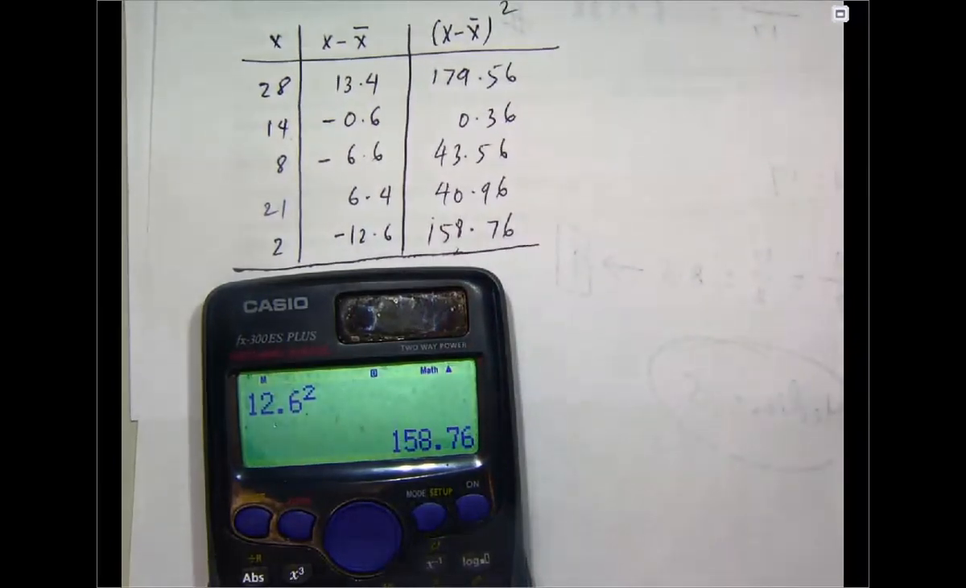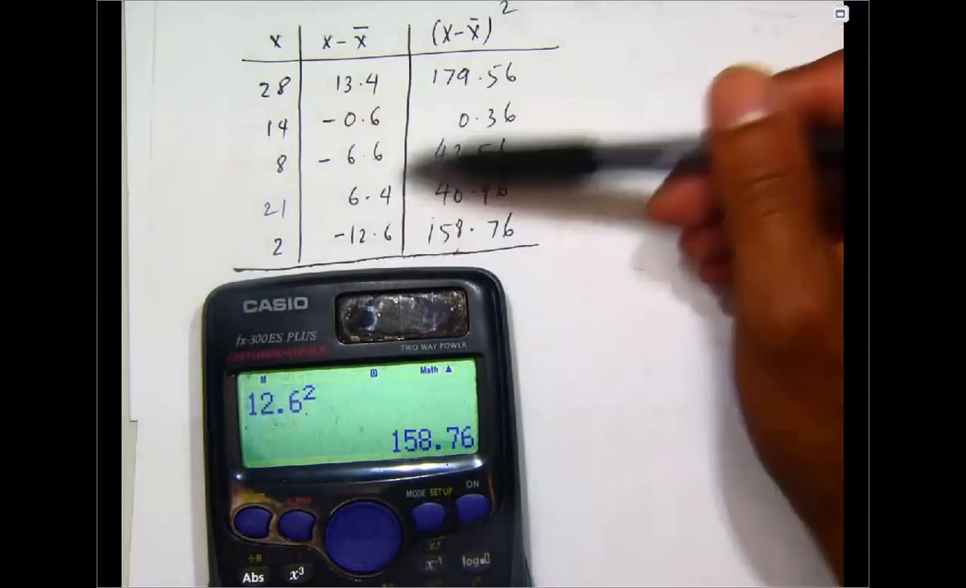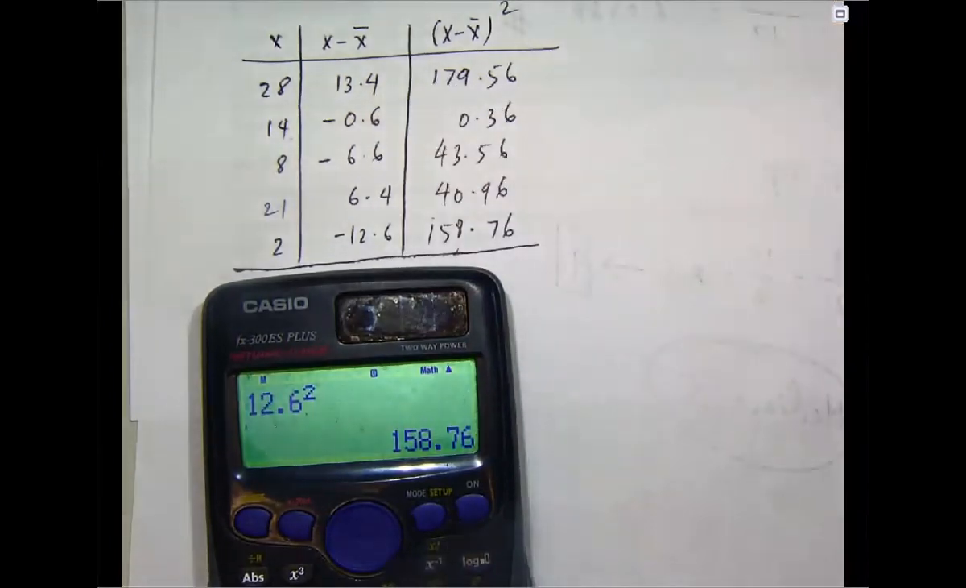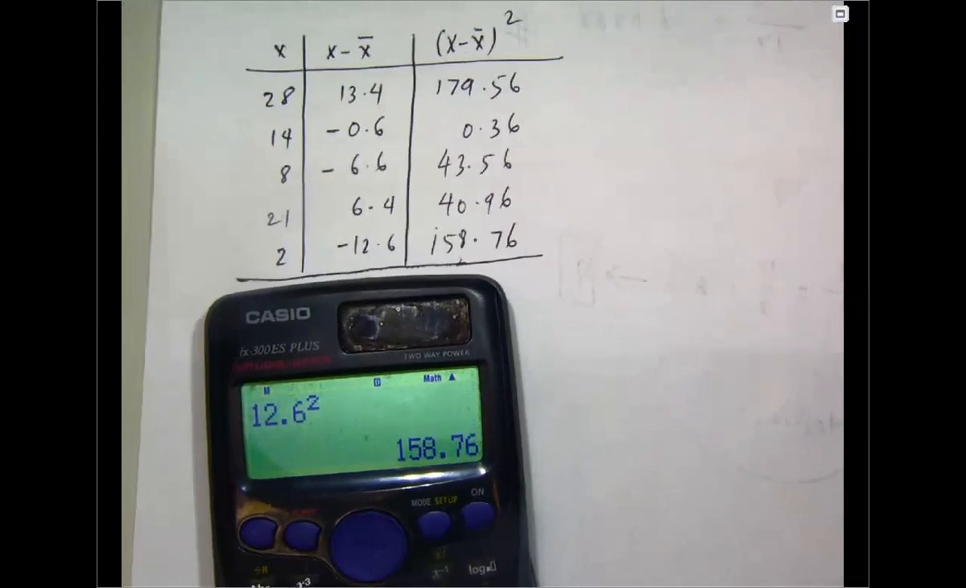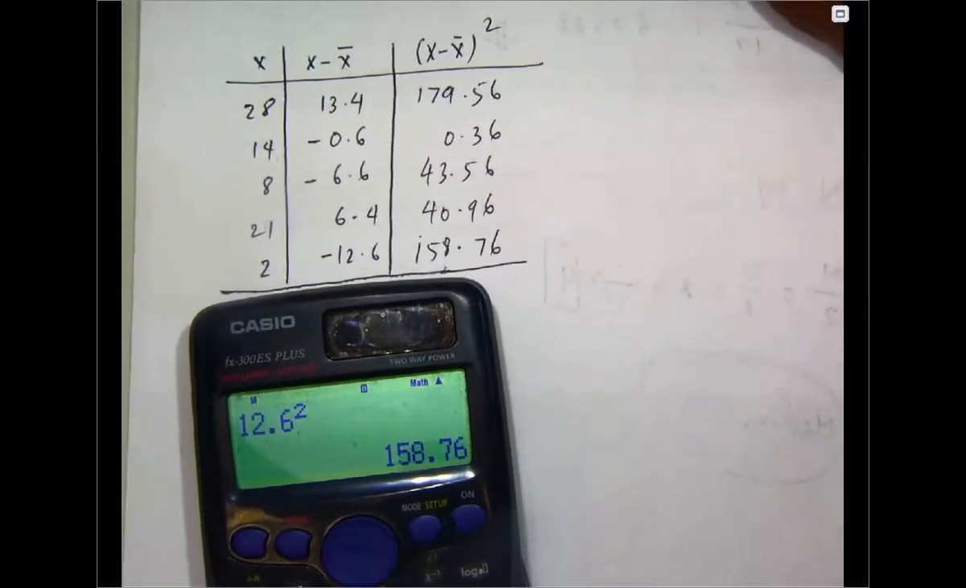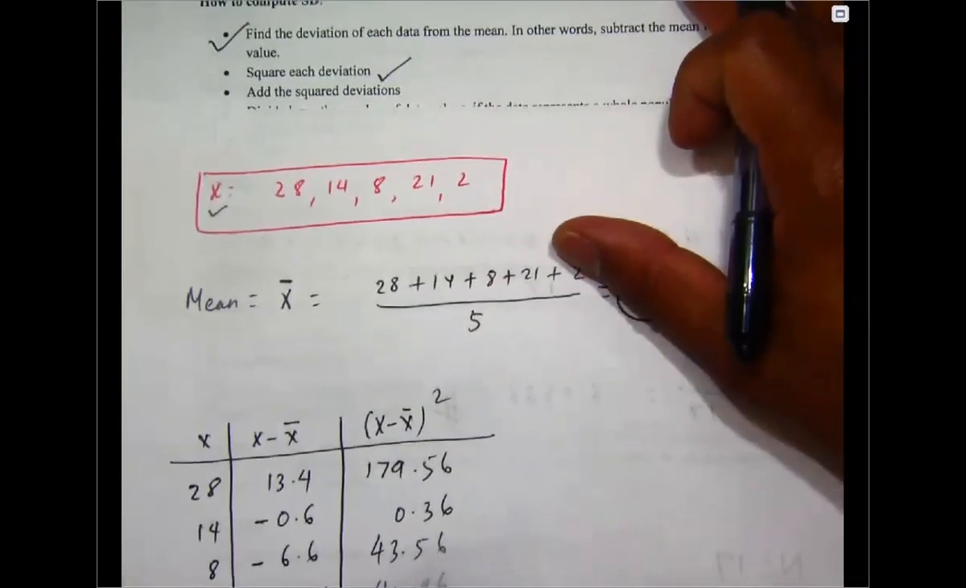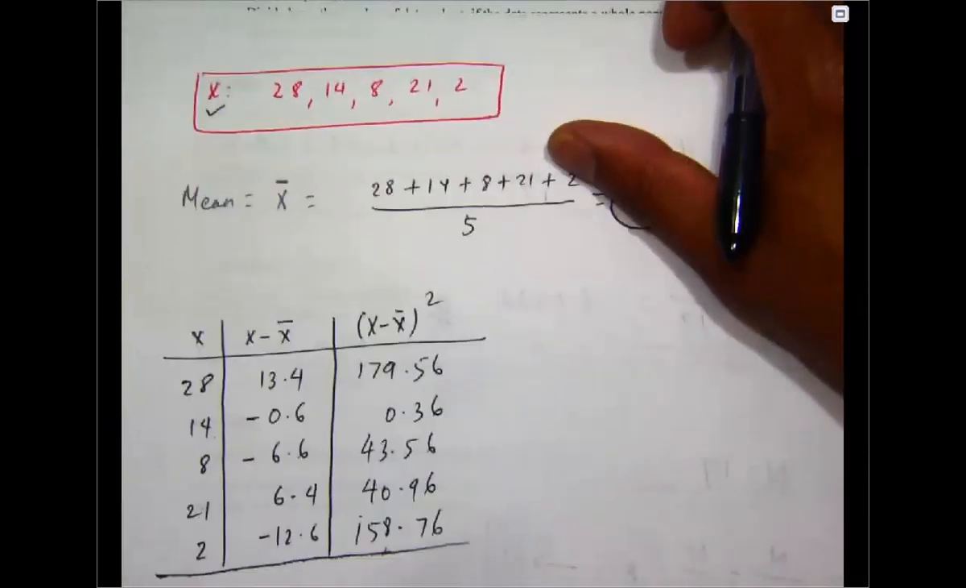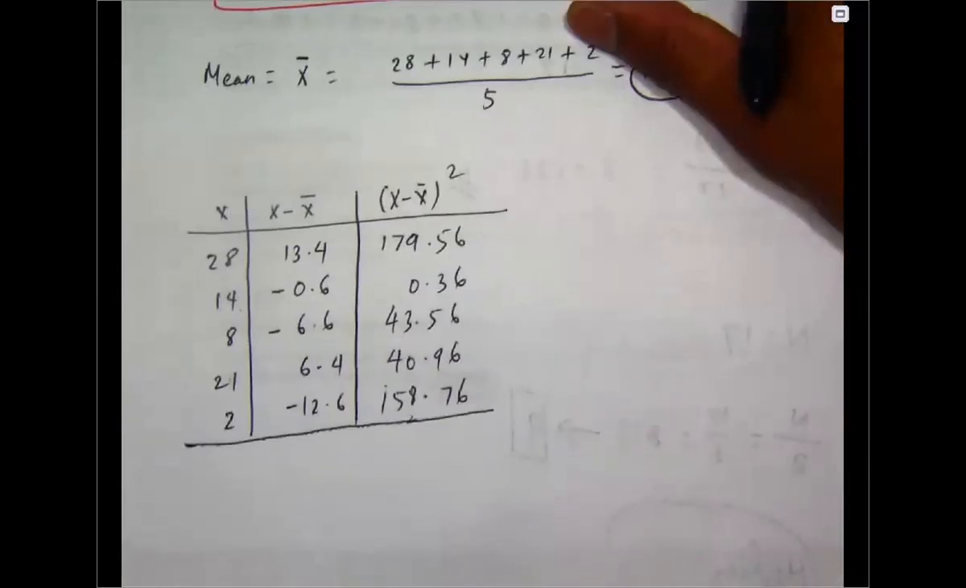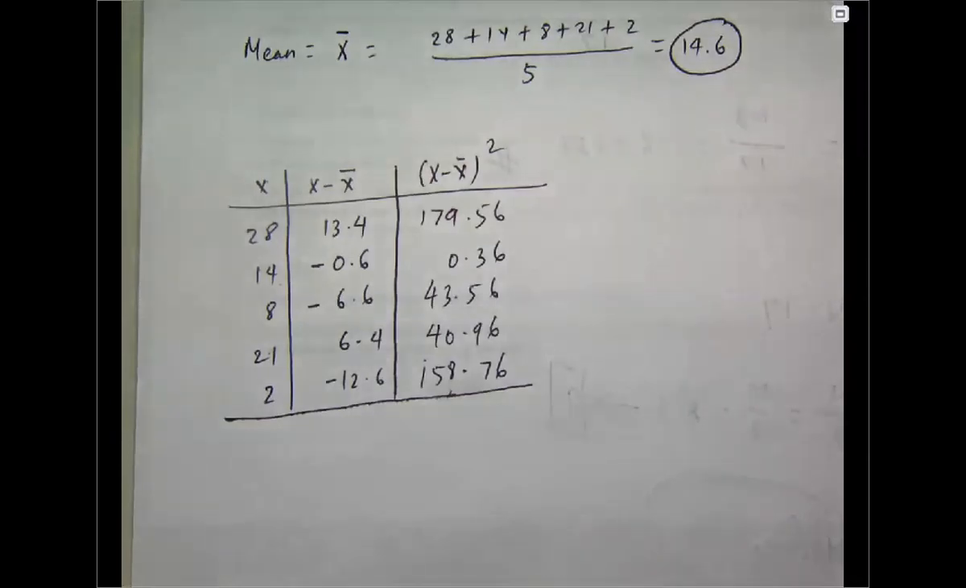Deviation means x minus x bar. The square of that is, you just have to find the square of each of these values. And while doing that, don't round your answer. Good? That's your step 2. Square the deviation. That's what we did. Okay. Are you with me?